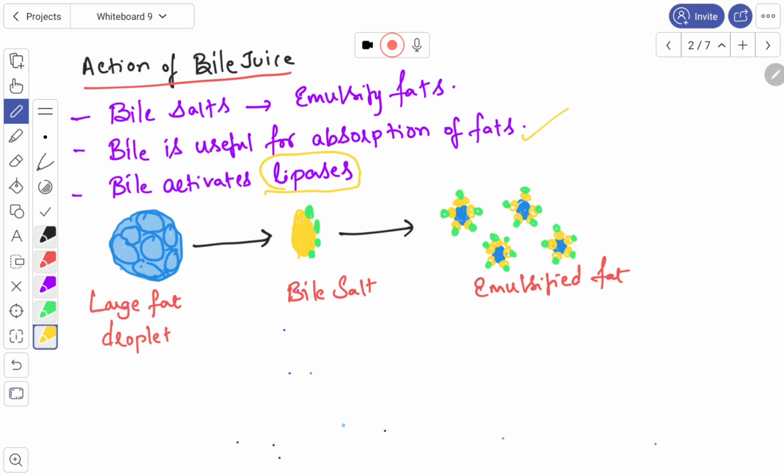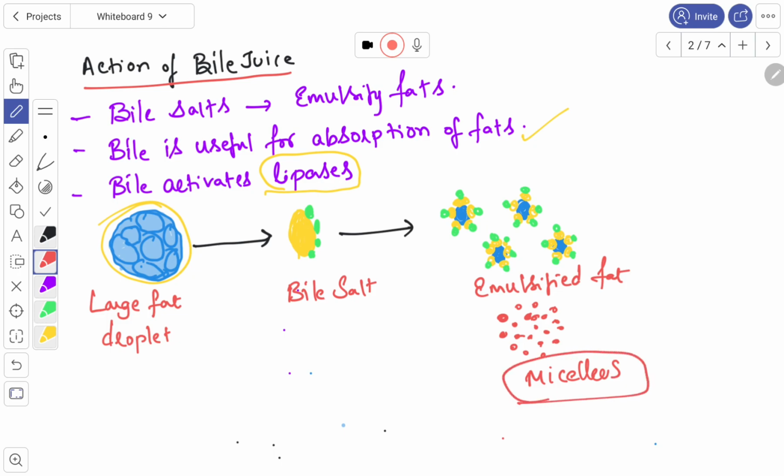If you see here, this is a large fat droplet, a large fat molecule. It combines with the bile salts, and the bile salts emulsify this large fat into small fat droplets, like this. The small emulsified fat droplets are called micelles.